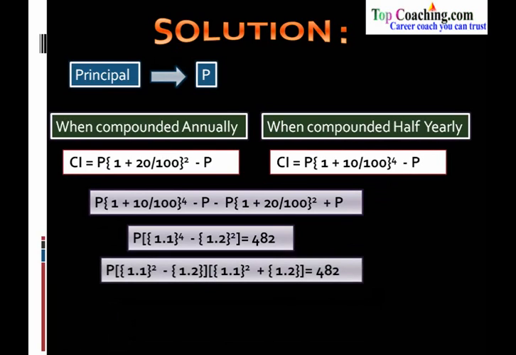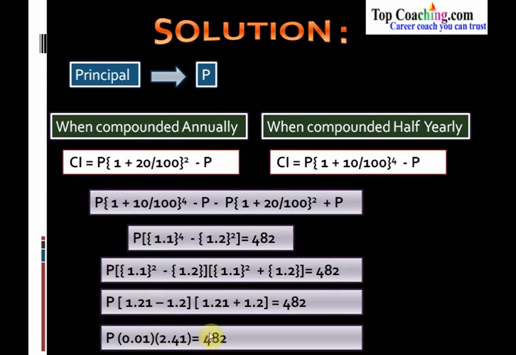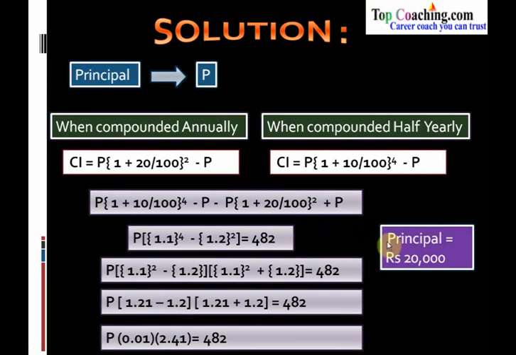Now this could be further written as P into (1.1 whole square minus 1.2) into (1.1 whole square plus 1.2). Here we have used the formula that a to the power of 4 minus b square is equal to (a square minus b) into (a square plus b). So using this formula, we can write this expression in this way. This further becomes P into (1.21 minus 1.2) into (1.21 plus 1.2) equal to 482. Now 1.21 minus 1.2 is nothing but equal to 0.01, and this is nothing but equal to 2.41. So this finally becomes P into 0.01 into 2.41 equal to 482, and so we get the value of P as equal to 20,000 rupees. So the principal amount is 20,000 rupees. So just using the concept, when the interest is calculated half yearly, we have solved this problem.